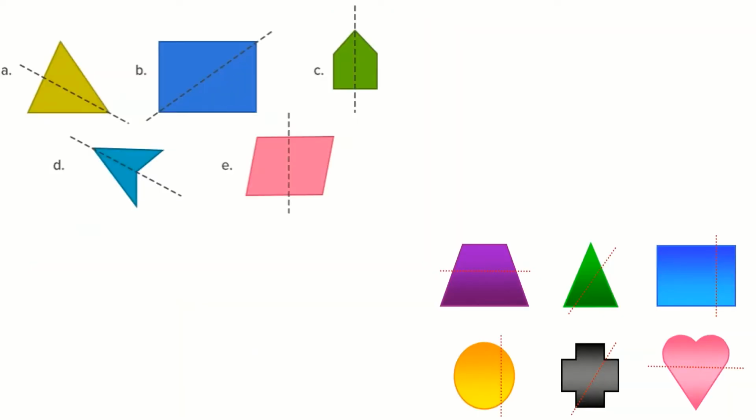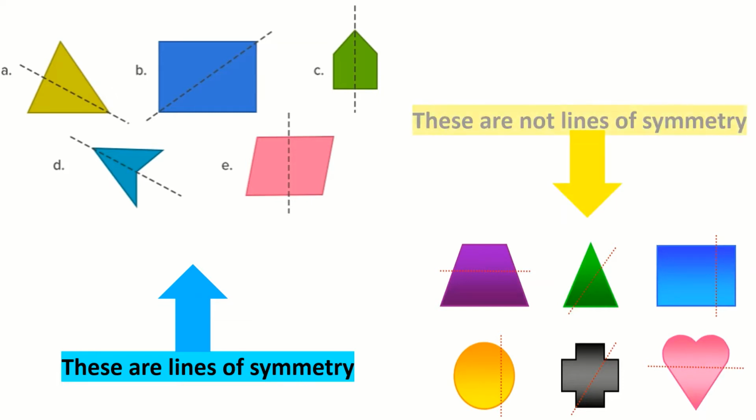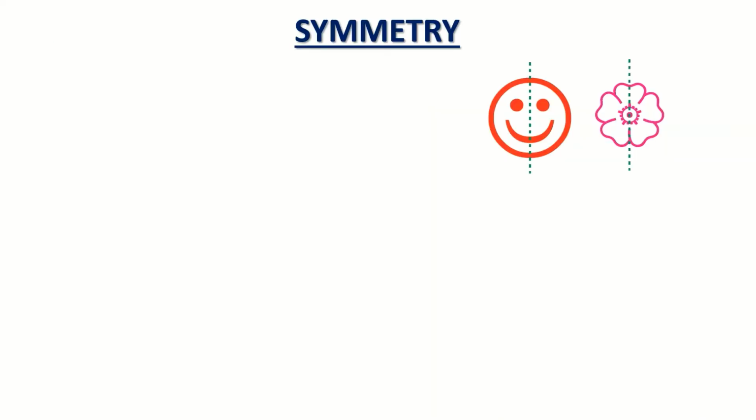Now here are the examples of lines of symmetry. There are two pictures. In the first picture, the lines are dividing the figures into two equal and identical halves. Means the first half is the mirror image of the second half. So this is called the line of symmetry. But in the second picture, the lines are not dividing them into equal halves. So these are not the lines of symmetry.